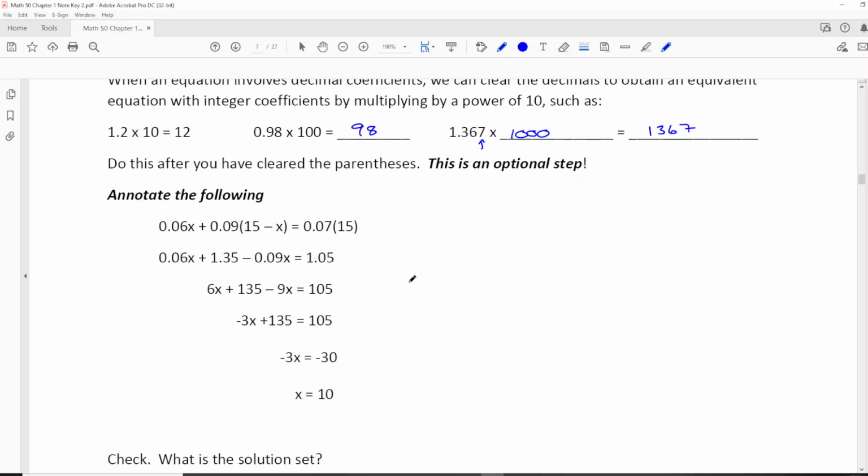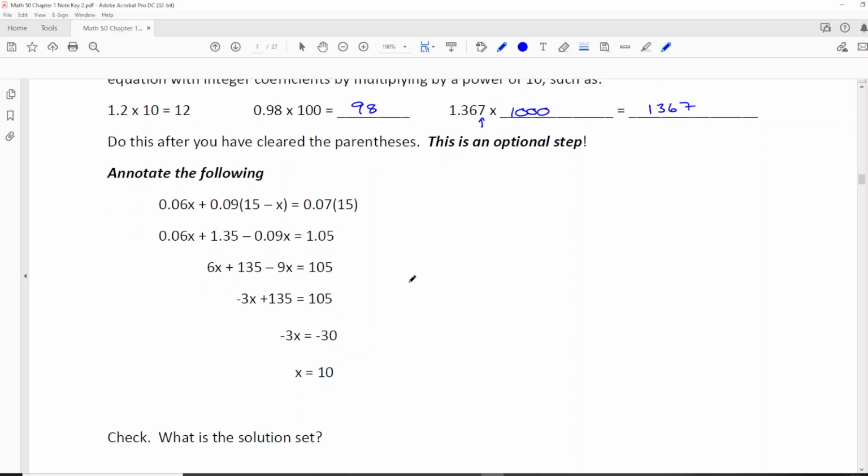So why would we do this? Well, let's look at a question like this one. Okay, what did I do? Well, we started with a question, right, like there. We've got 0.06x plus 0.09 times 15 minus x is equal to 0.07 times 15. Then it says annotate the following. So it just means like what happens between step 1 and step 2.